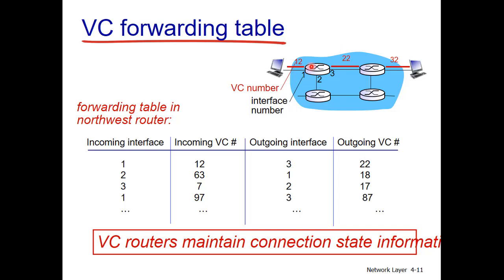So what this router is doing is identifying and matching the incoming virtual circuit number and interface number in its table, then forwarding the packet to the output link and updating the virtual circuit number of that packet. These are the other virtual circuit entries of this router. It says that if a packet is coming from interface 2 and has a virtual circuit number of 63, then it needs to send that packet on outgoing interface 1 with virtual circuit number 18, and so on.